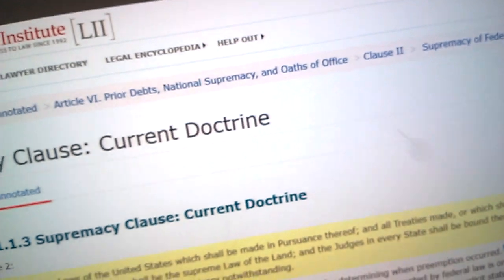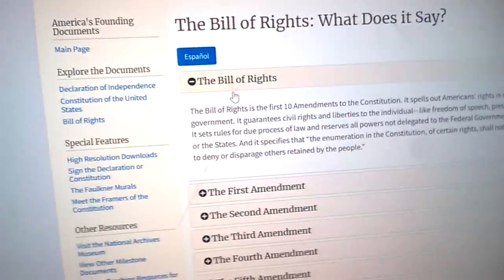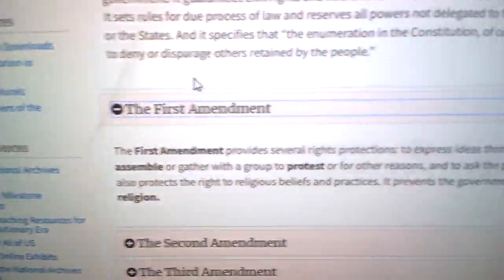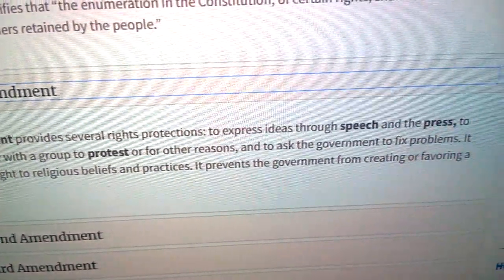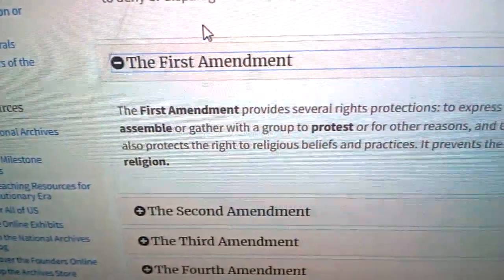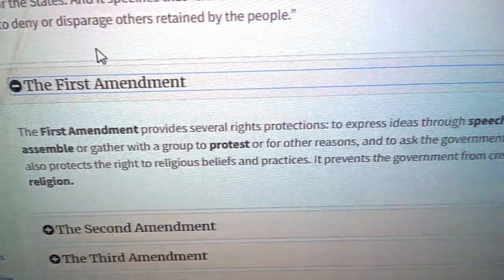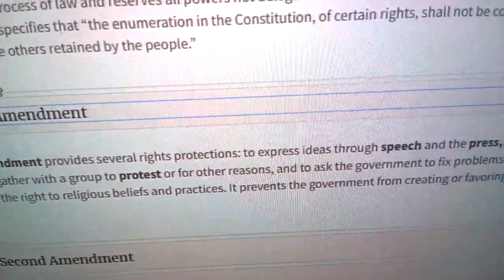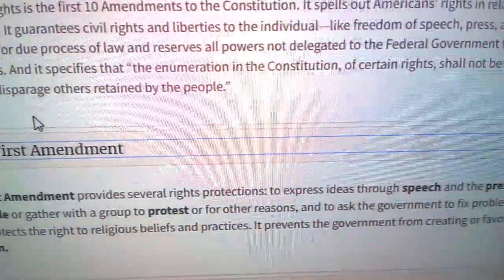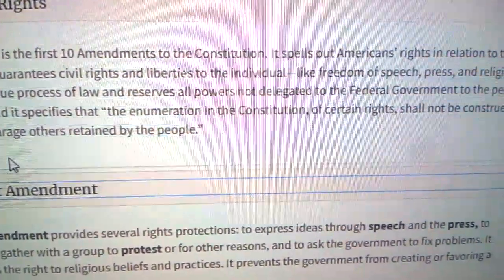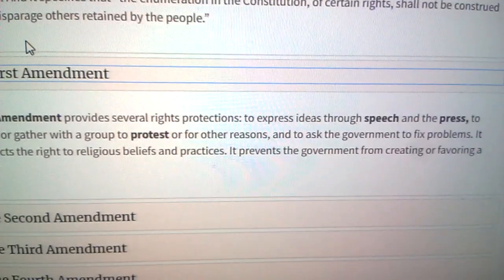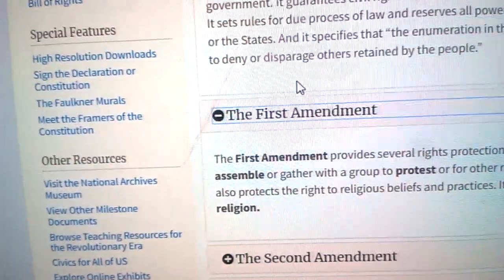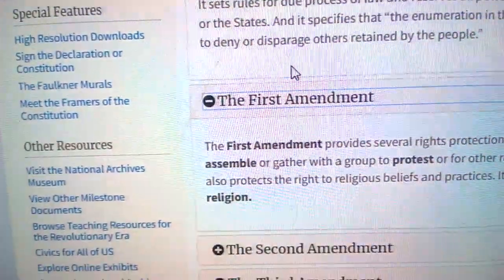Okay, so we're going to talk about the Bill of Rights. The First Amendment. The First Amendment provides several rights and protections to express ideas through speech and the press, to assemble and gather with a group to protest for other reasons, and to ask the government to fix problems. Well, we can eliminate that part, because anybody thinks the government can fix anything needs to remember what they did to the gas can. But it is in there. Okay, it also protects the right to religious beliefs and practices. This is at an individual level, by the way, folks.